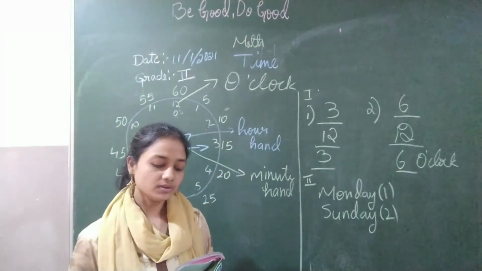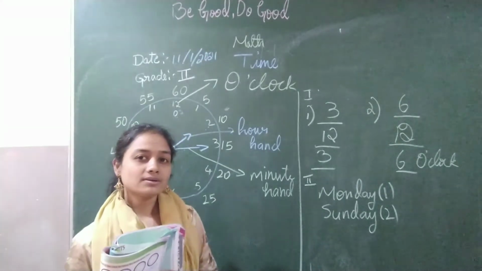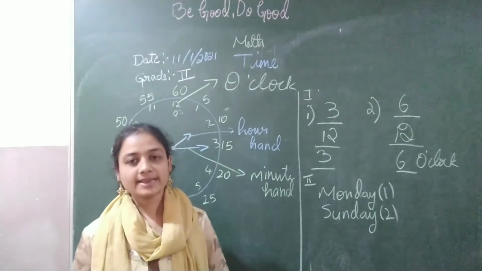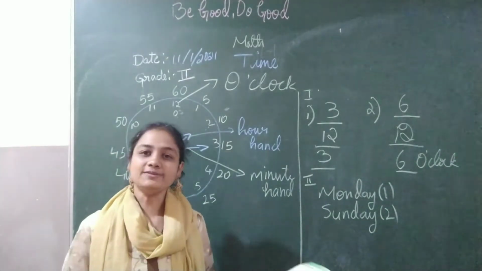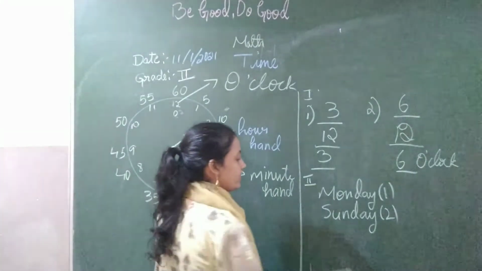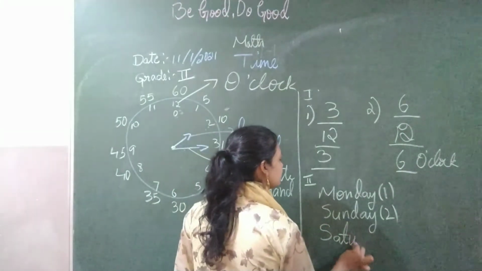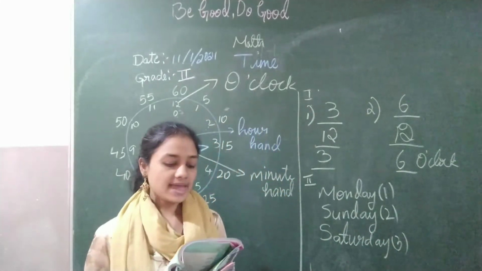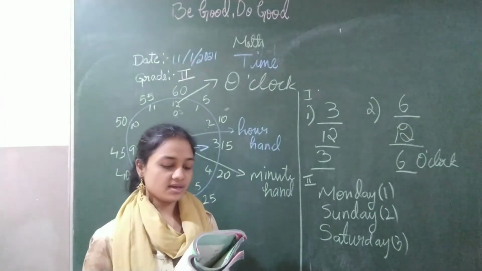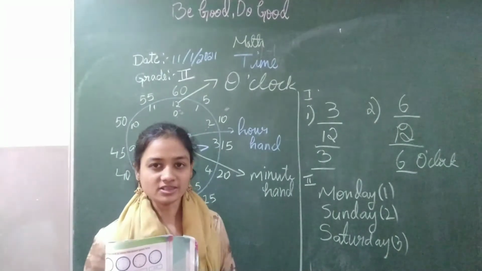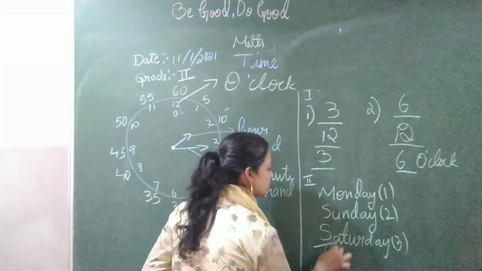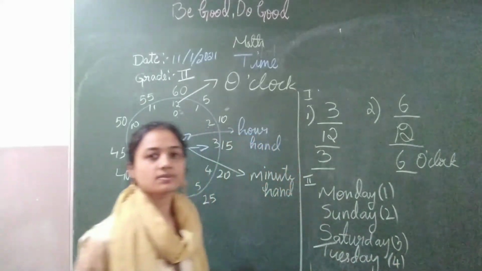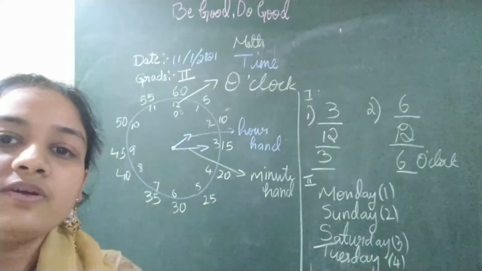Friday comes before which day? Before which day Friday comes? It is Saturday. Before Saturday you get Friday. So Saturday. Where you have Saturday, write 3. Next, second day of the week. Which is the second day after Monday? It is Tuesday. So where you see Tuesday, write 4.